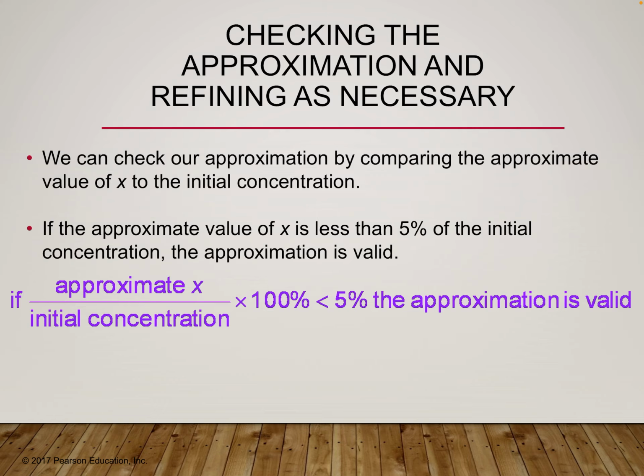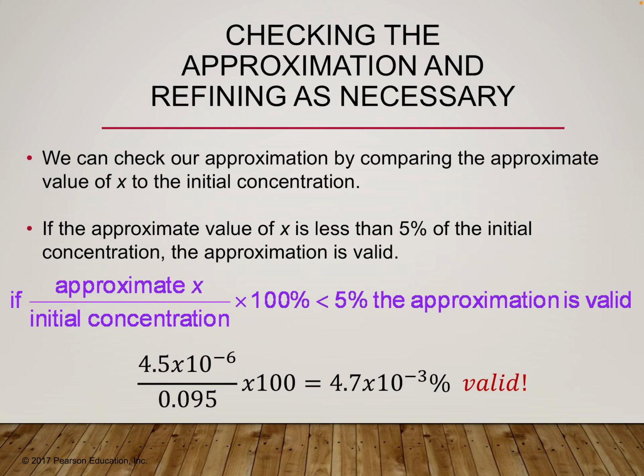So our initial concentration was 0.095, and our change was 4.5 times 10 to the minus 6. So we're going to put our x on the top over our initial concentration on the bottom, and then multiply it by 100 to see the percent. Okay, as long as that number is less than 5, you are good to go, and this approximation is totally fine to use. If it's greater than 5, likely you did something wrong.